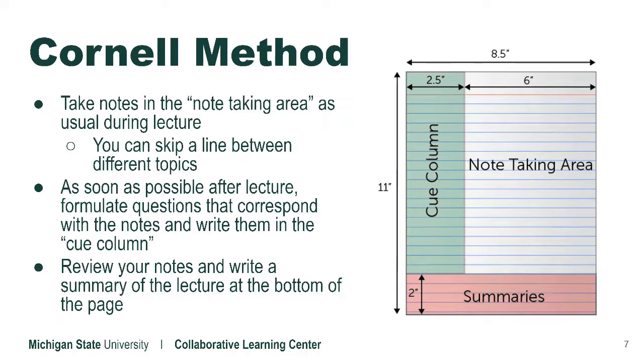So something that you could write in the Q column is like, why is blank important? And then in the note-taking area, you would have all the notes about the uses of whatever topic you're taking notes on. So it can be really helpful because then you can just fold the paper and look at the Q column and kind of use recall to figure out what you said in the note-taking area, as well as using the summaries to figure out what was important from each lecture or each page of notes.